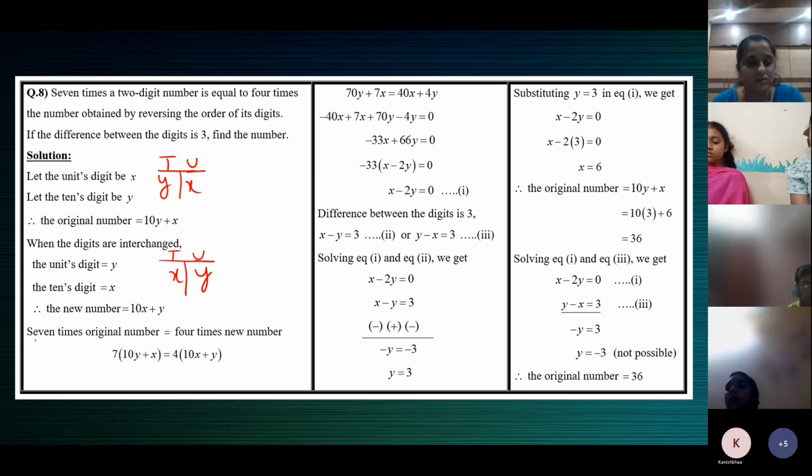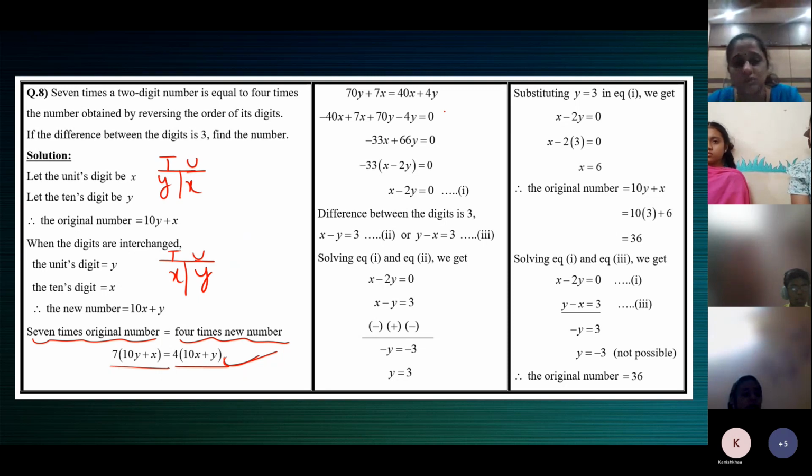So 7 times the original number is 4 times the new number. I've written in short, 7 times original number, that's what is given, is equal to 4 times new number. So 7 times. You understand this? I told you many times. So I think you got this.